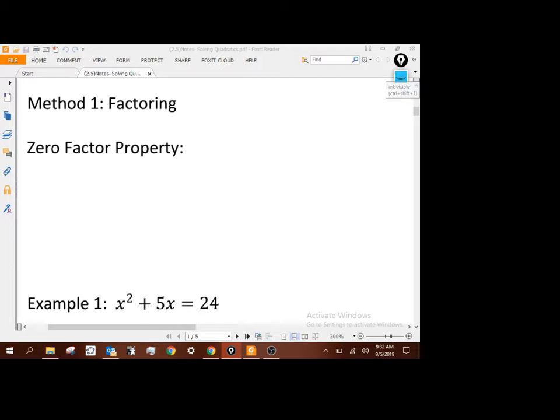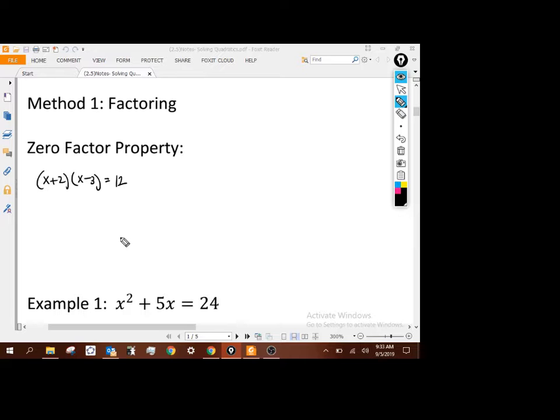Let me put something down to kind of prove a point here. If I write something like (x + 2)(x - 3) = 12, when I factor this, can I write this as x + 2 = 12 and x - 3 = 12 and solve those individually?